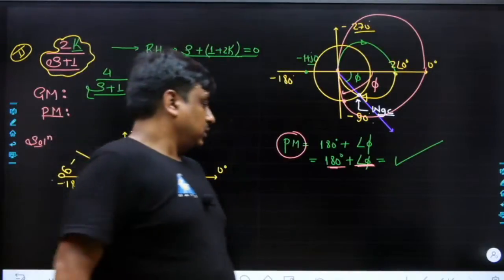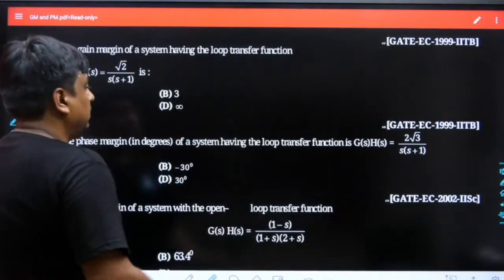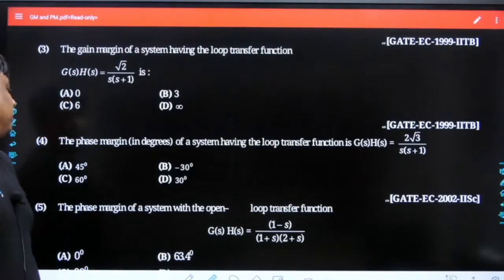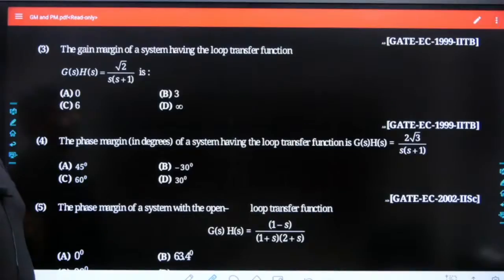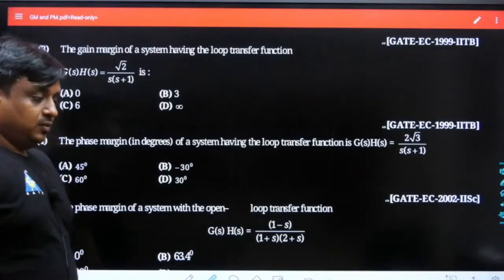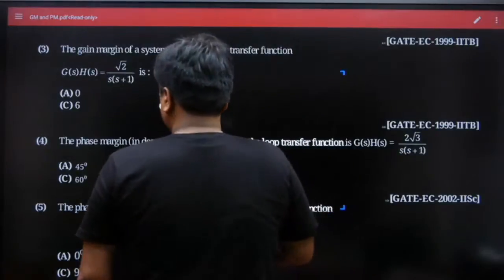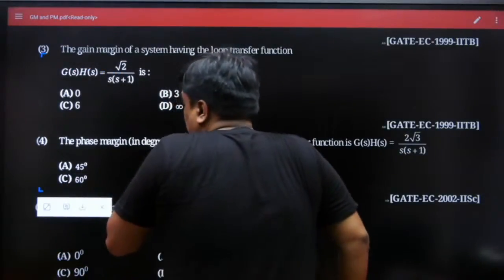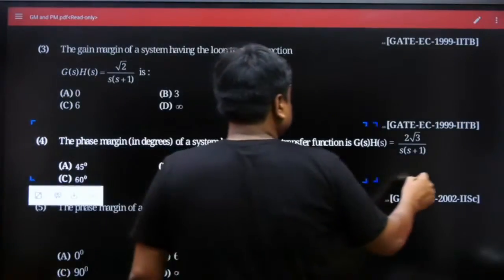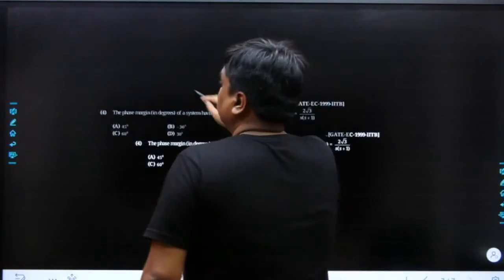Agreed now? So let me take the next question, which I am bringing in front of you. This problem was asked for electronics people in the year 1999. The problem was framed by IIT Bombay. The problem states: the phase margin in degrees of a system having the loop transfer function 2√3 divided by s into s plus 1. Four different options were attached along with this problem. Tell me what would be the best answer for this given problem.